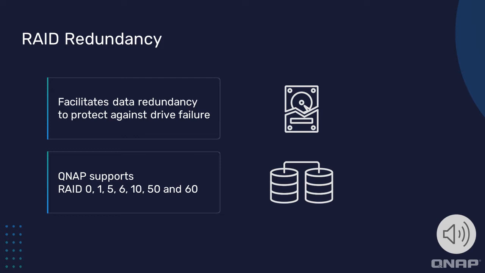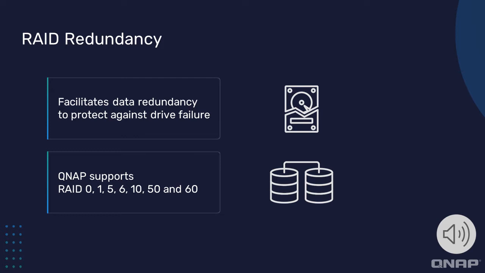This array requires a minimum of 3 drive bays. RAID 6 arrays dedicate 2 drives to redundancy, so you will sacrifice 2 drive bays, allowing for any 2 drives in the array to fail. This array requires a minimum of 4 drive bays.